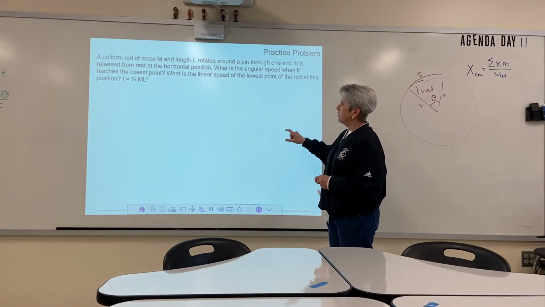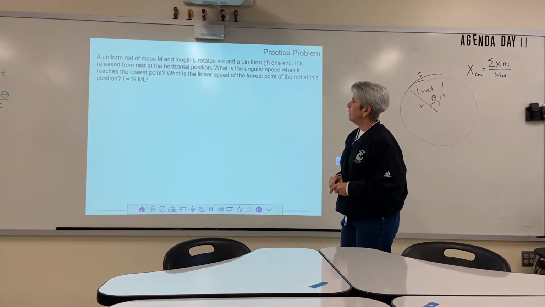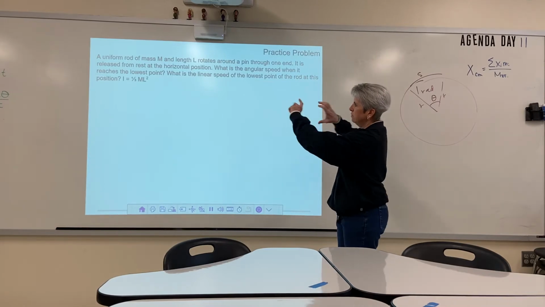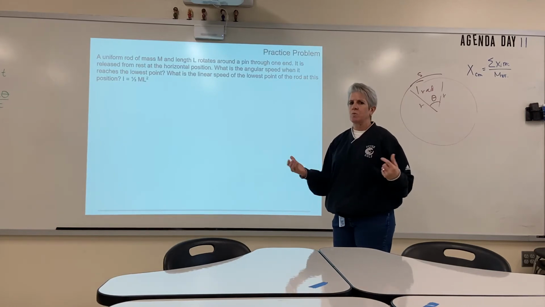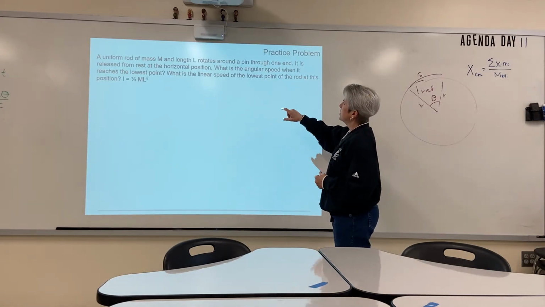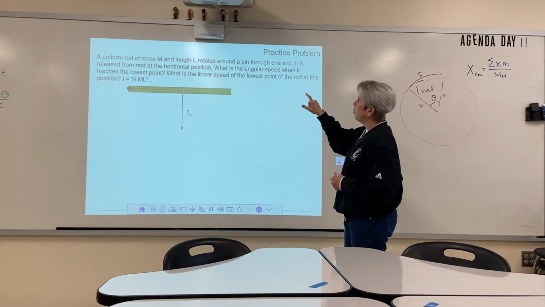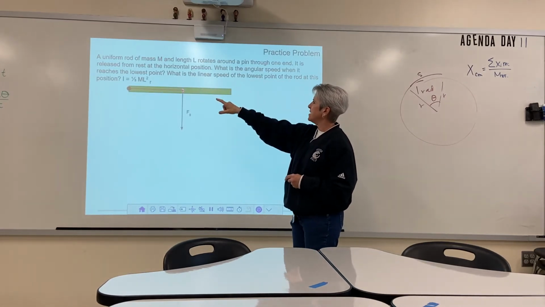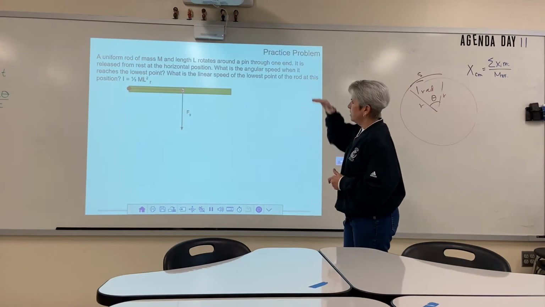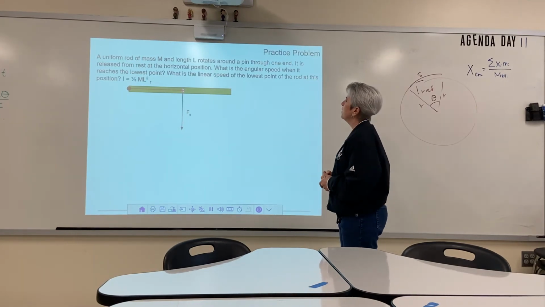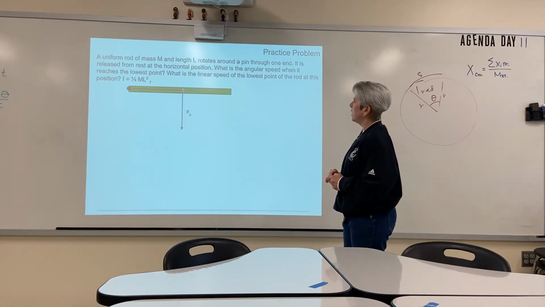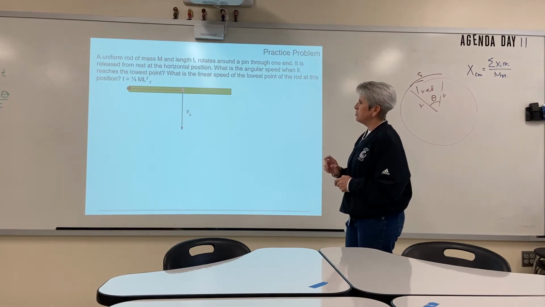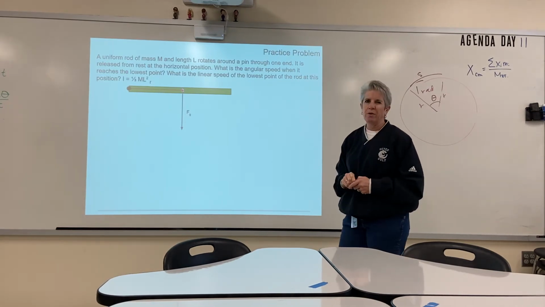All right. So this last question here has a rod, a uniform mass rod, mass M, length L. It's one of those questions where we don't have numbers, we have variables again. It's going to say that it rotates around a pin through one end. So we're hinged over there on the left-hand side. We have the rod, and it's just going to be released and swing through. So it says, what is the angular speed when it reaches the lowest point? And what is the linear speed of the lowest point of the rod at this position? And then the rotational inertia of the rod is 1/3 ml squared.